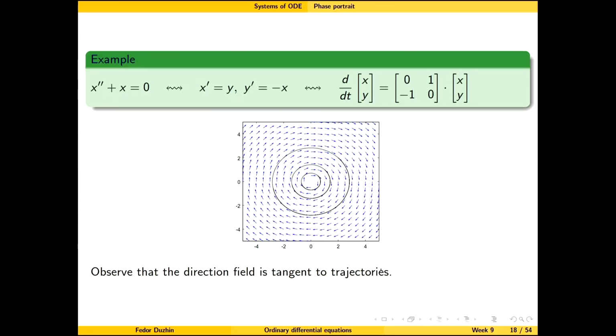Right. But then if we just plot a few trajectories, just to demonstrate what's going on, this is called a phase portrait. So this is a phase portrait of the given system, or equivalently of the given second order differential equation.